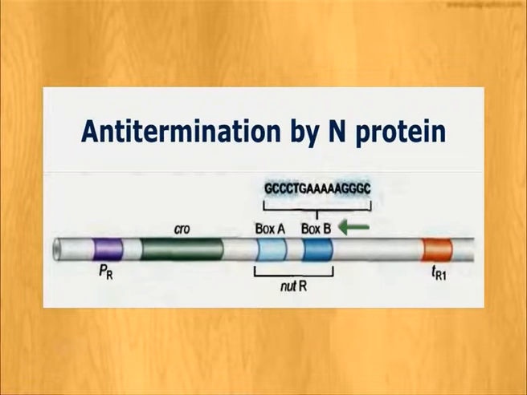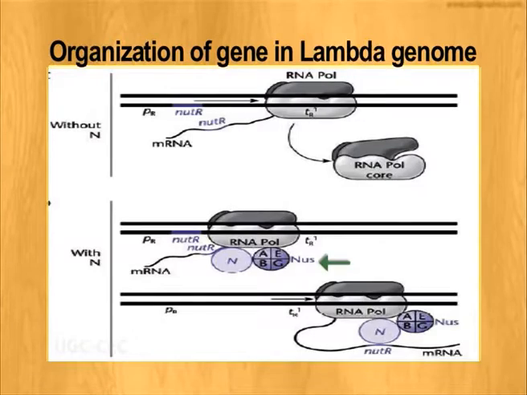The box B region forms a stem loop structure as soon as it is transcribed into mRNA. Clear? So when this region is transcribed into mRNA, box B will form a stem loop structure, and N protein will bind to the stem loop structure, and the secondary structure of N protein will change. Now the changed N protein will interact with RNA polymerase, and it needs help from four other host cell proteins. They are called NUS proteins, for N utilization substances: the host proteins NusA, E, B, G.